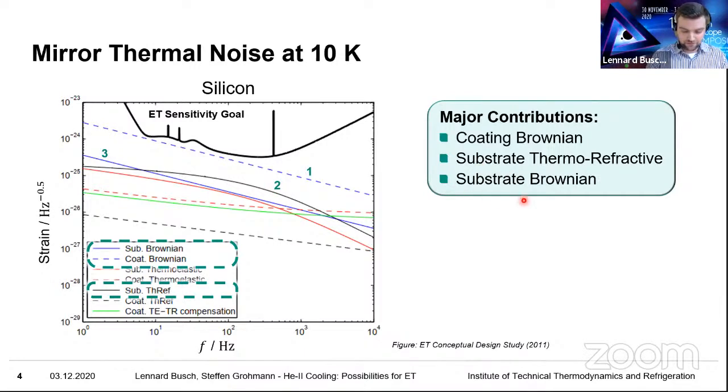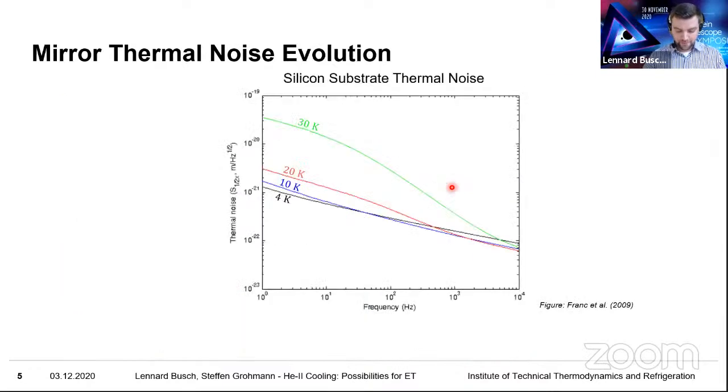And for that substrate Brownian noise, we actually found an investigation into the temperature influence at cryogenic temperatures, which was done by Janice Frank and colleagues in 2009. They simulated the total silicon substrate thermal noise, focusing mainly on the thermoelastic noise and the Brownian noise. And as you can see here, between 10 and 4 Kelvin, you basically have no significant effect of the temperature difference towards the thermal noise.